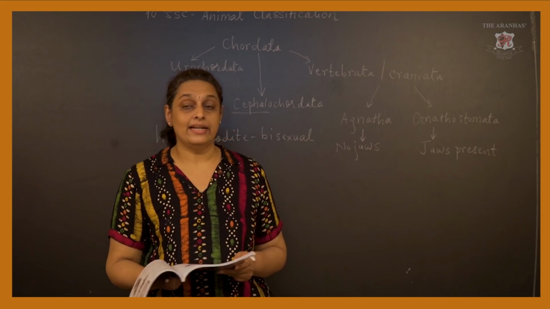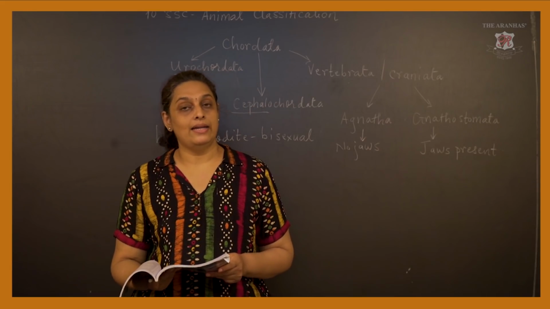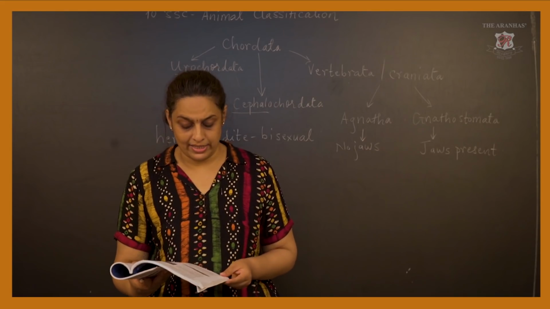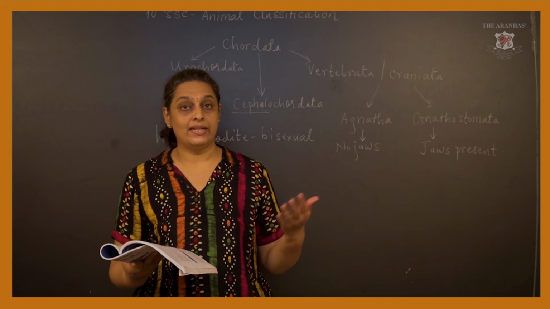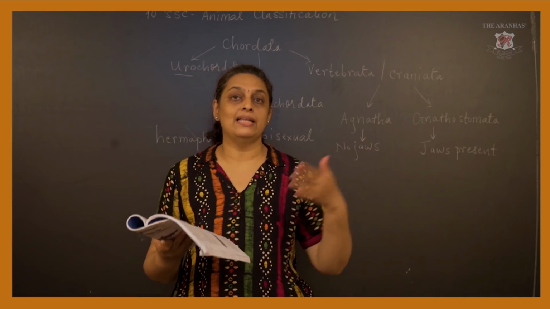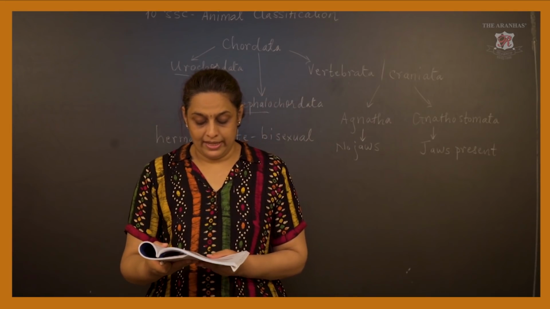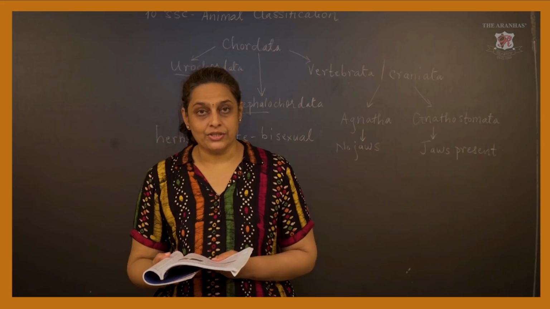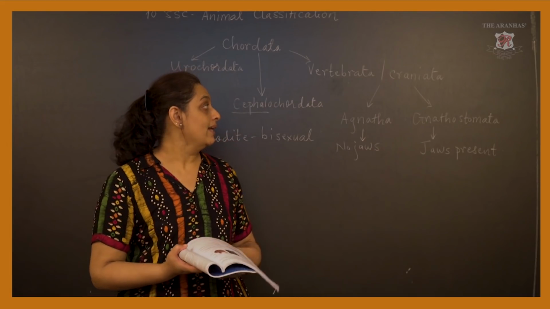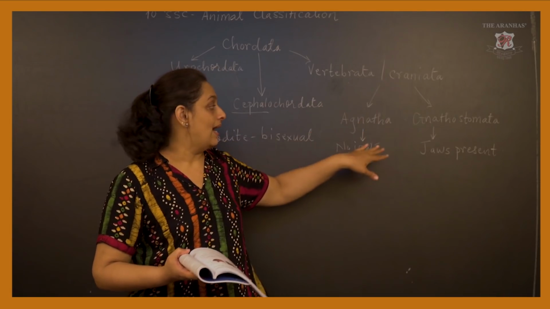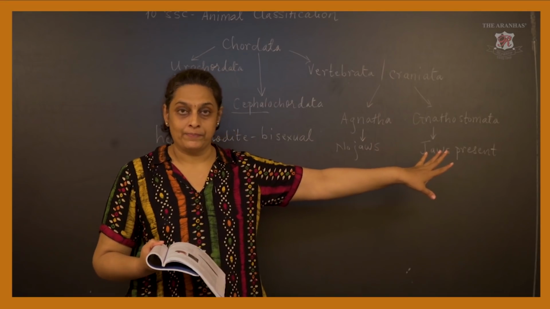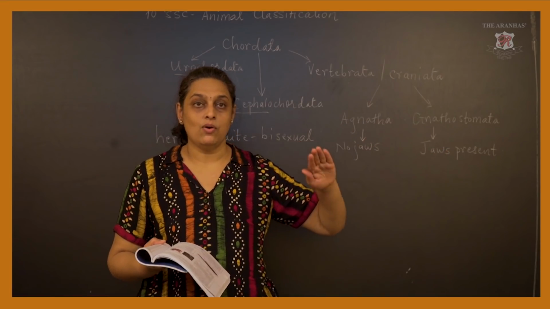And in craniata or vertebrata, animals are highly developed or evolved with lots of complexity in their organization. Then they have a very well developed head, which later on develops into a proper well developed brain and nervous system. There is notochord in the initial stage, but later notochord is replaced by the vertebral column. The brain is protected inside the cranium, and I have already told you about the two groups as agnatha and gnathostomata. So this is about classification of chordates.